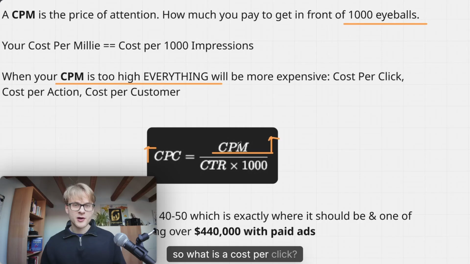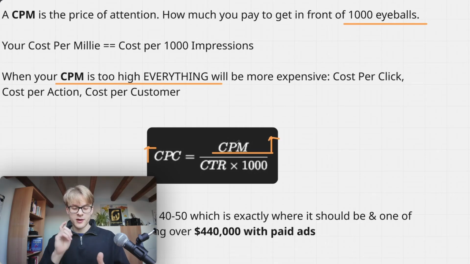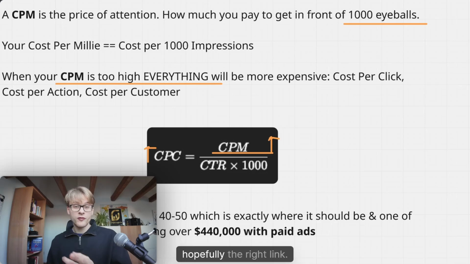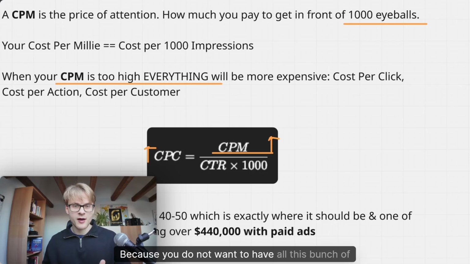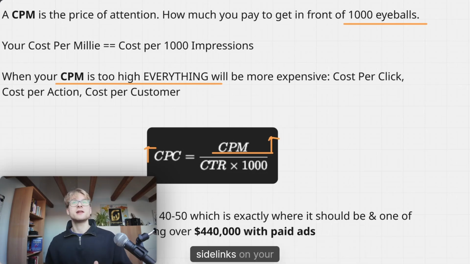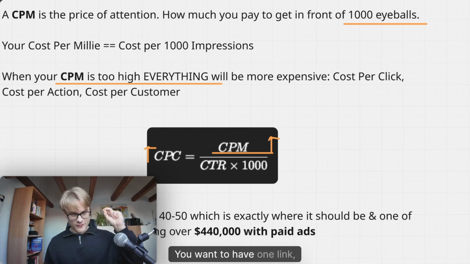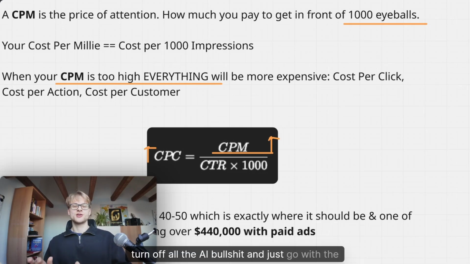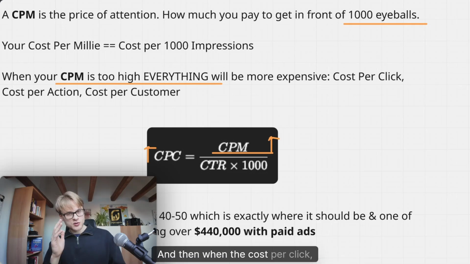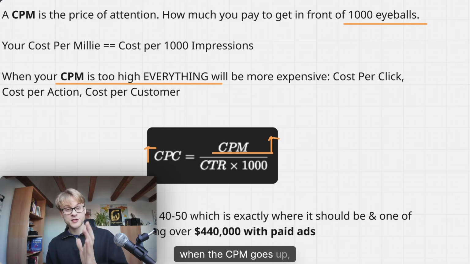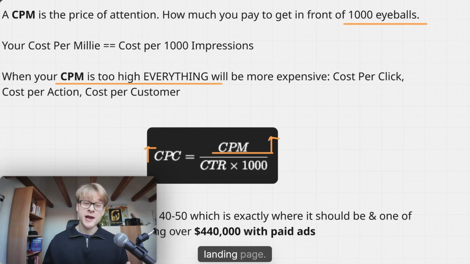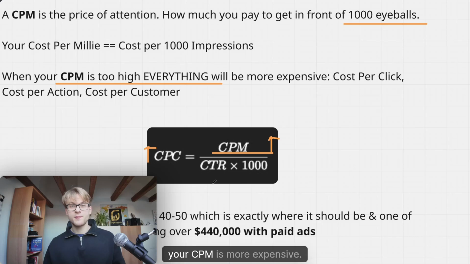So what is a cost per click? A cost per click is how expensive it is for someone to click the link on your ad, hopefully the right link, because you do not want to have a bunch of side links on your ads. You want to have one link, okay? Turn off all the AI bullshit and the side links. And then when the CPM goes up, the cost per click goes up. So you're paying more to drive traffic to your landing page. Makes sense, because your cost per click is more expensive because your CPM is more expensive.